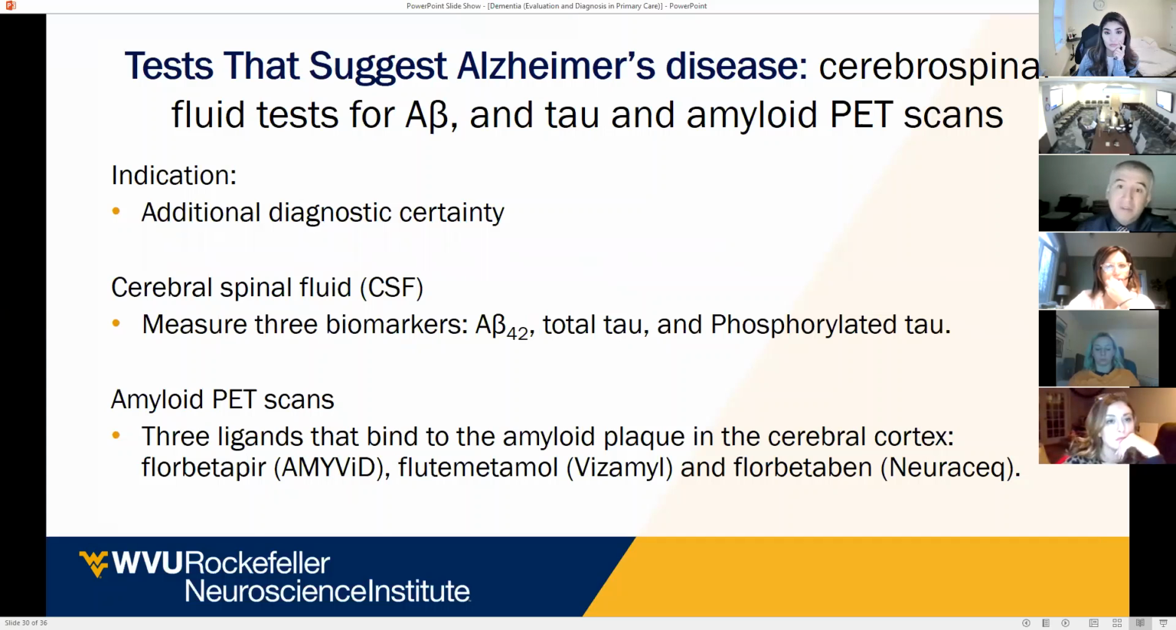I like to talk about this one. We already talked about this one briefly, about the biomarkers in the cerebrospinal fluid test for beta amyloid, tau proteins, and amyloid PET scan. It's quite interesting. The amyloid PET scan can just help you to make the diagnosis of Alzheimer's because they're going to have specific findings. Next slide.